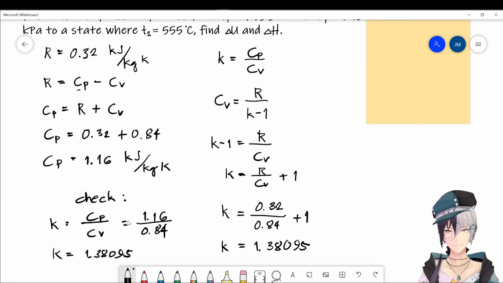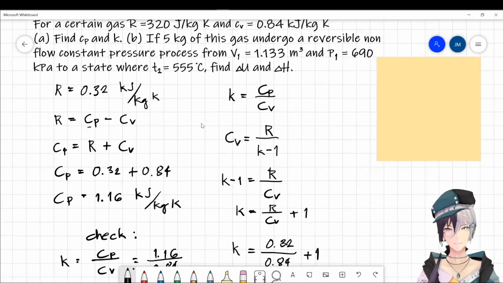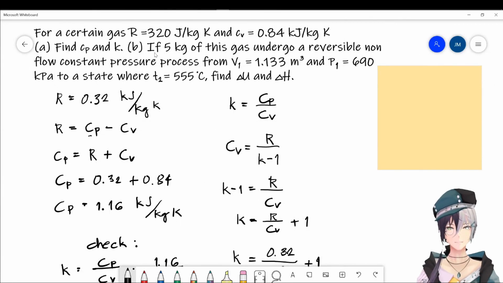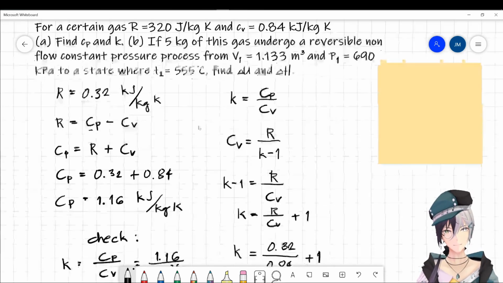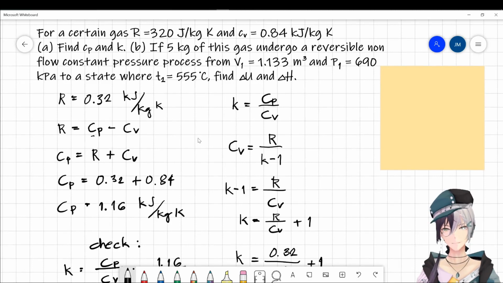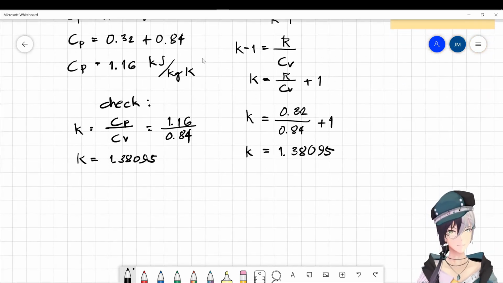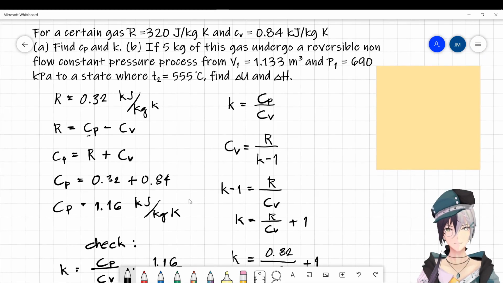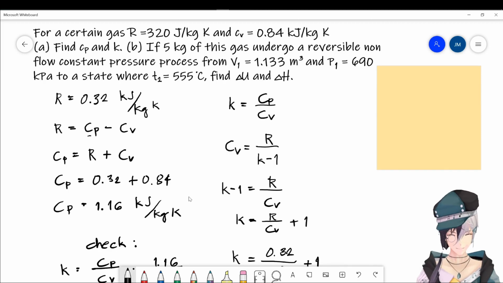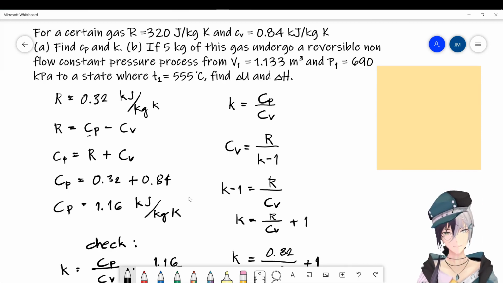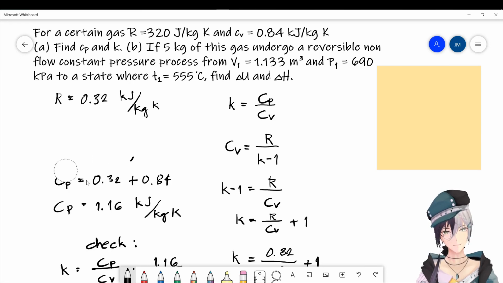So next, we are given these values. Okay, so let me erase this one. Or instead, I will just write it over here. I'll just erase it. Much better. Okay, so let me erase this.